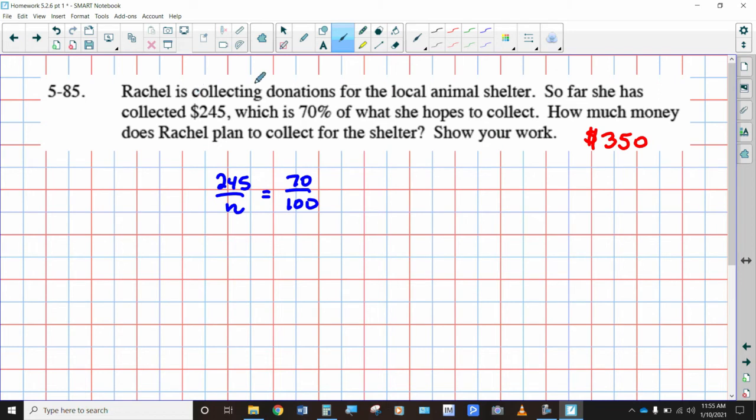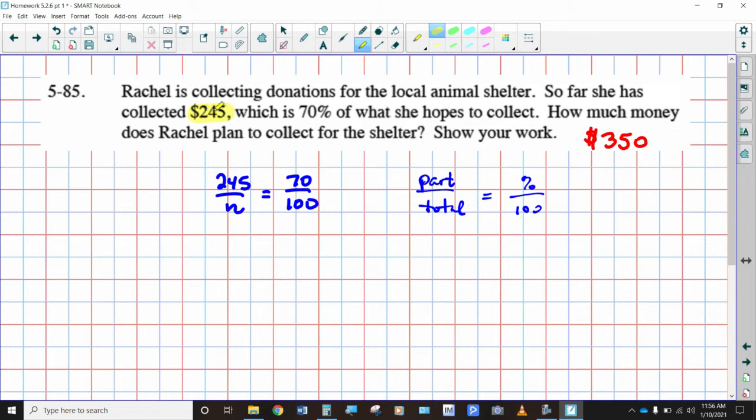All right, Rachel's collecting donations for the local animal shelter. So far, she has collected $245, which is 70% of what she hopes to collect. So if you recall, we had a percent proportion where we said we always take the part over the total, and that's going to be equal to the percent out of 100. We can take this information here and decide where it goes in our proportion and then solve the proportion.